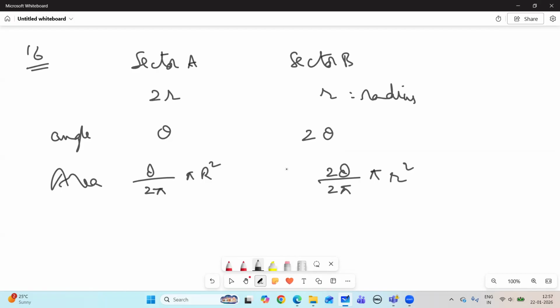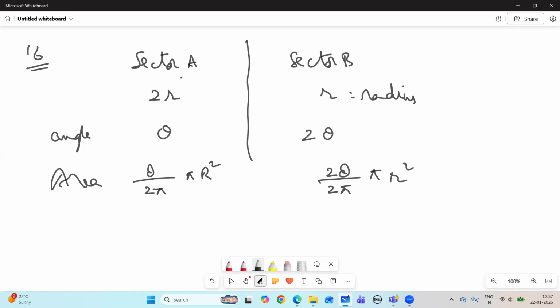What is the area of the sector? It is theta by 360 degrees or 2 pi into pi r square. Here the angle is 2 theta, so divided by 360 degrees, meaning 2 pi radians, into pi r square. Radius is r. So this product is the area of this sector.